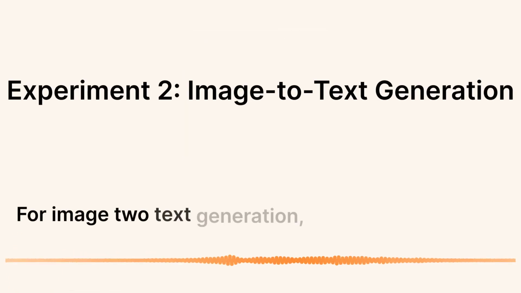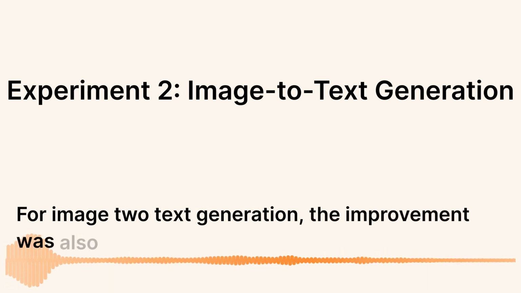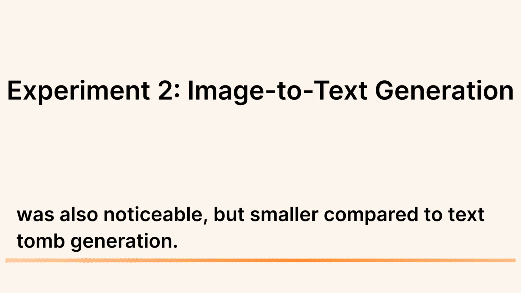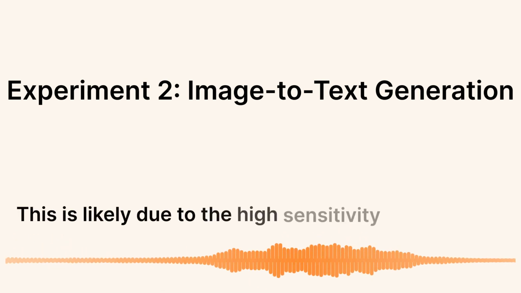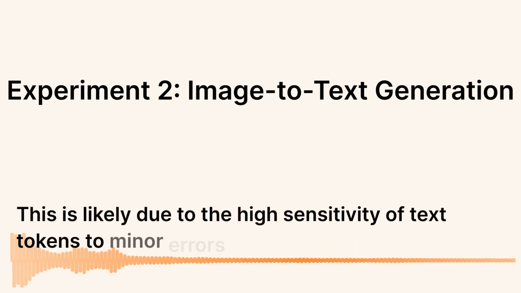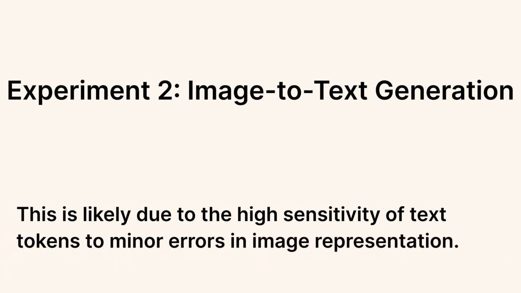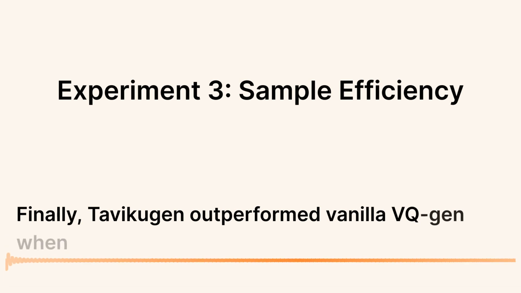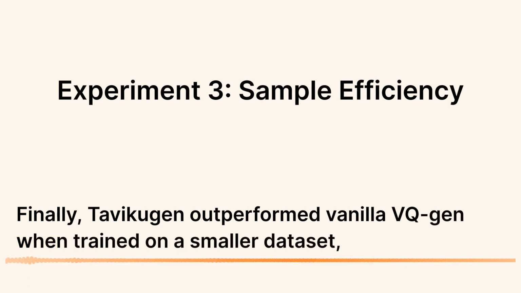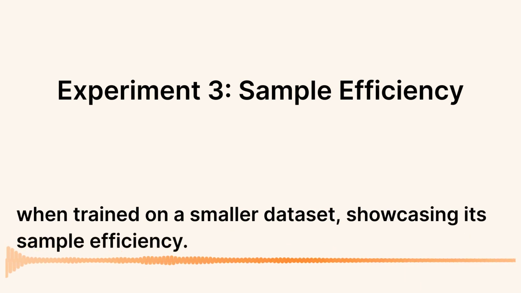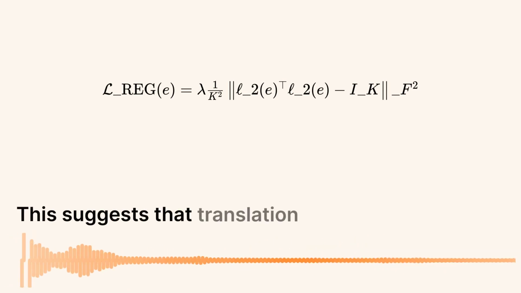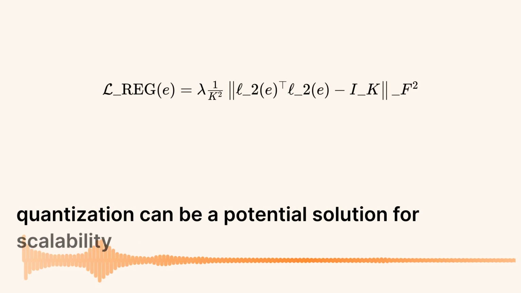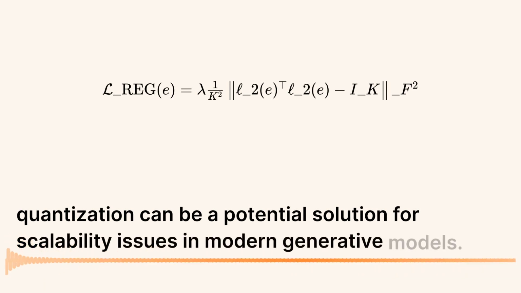For image-to-text generation, the improvement was also noticeable, but smaller compared to text-to-image generation. This is likely due to the high sensitivity of text tokens to minor errors in image representation. Finally, VQGAN outperformed vanilla VQGAN when trained on a smaller dataset, showcasing its sample efficiency. This suggests that translation equivariant quantization can be a potential solution for scalability issues in modern generative models.